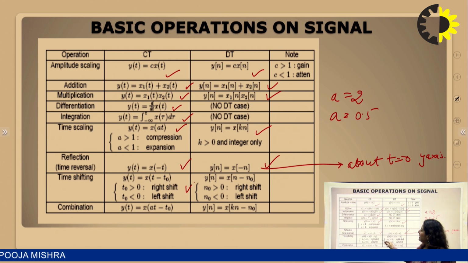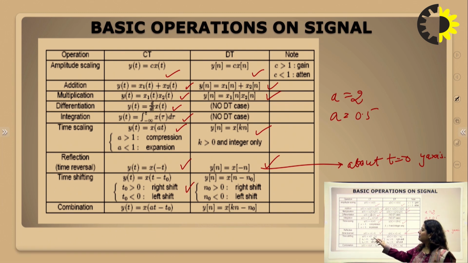Then time shifting: x(t minus t0) is the delayed form of the signal. If t0 is positive, then it is delayed. If t0 is negative, it is advanced. If delayed, there will be a right shift of the signal by t0. If advanced, there will be a left shift of the signal by t0. Similarly, x[n minus n0].